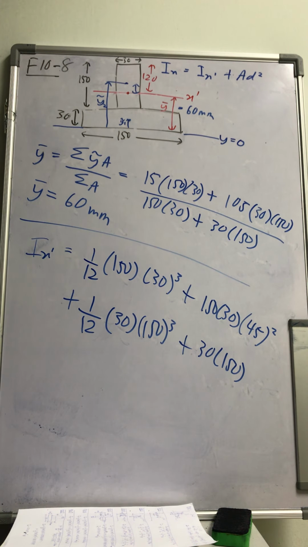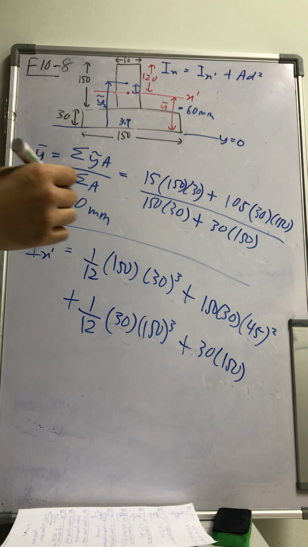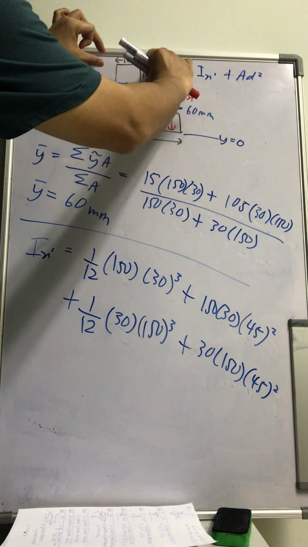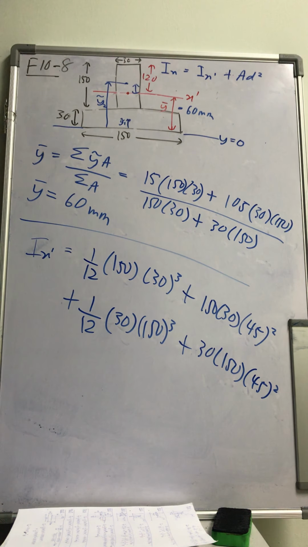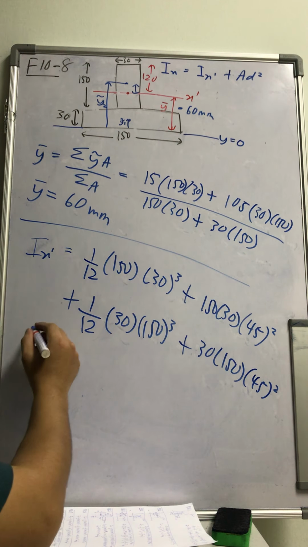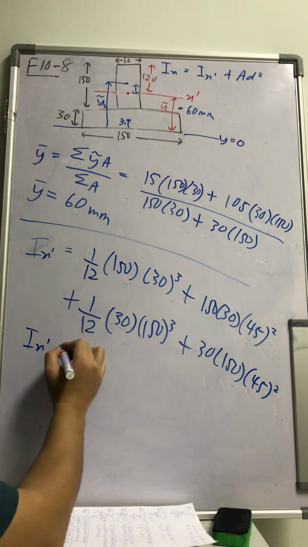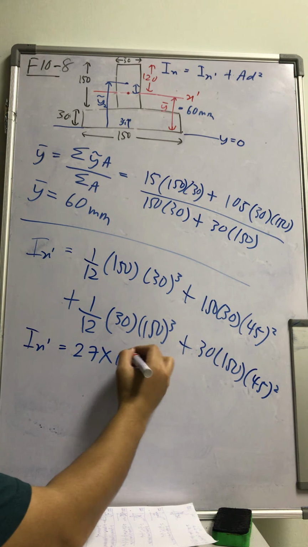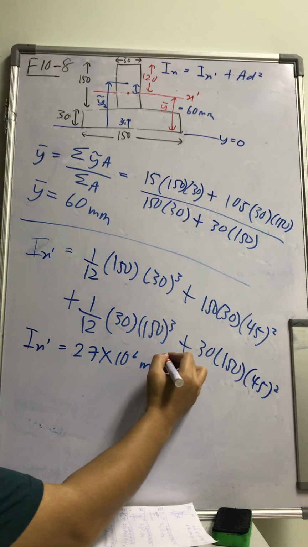So the distance is 45. I hope you can follow that. 120 minus 75, half of the 150, it is 45. Then you hit the calculator and you will end up with your I x prime as 27 times 10 to the power of 6 millimeter to the power of 4.